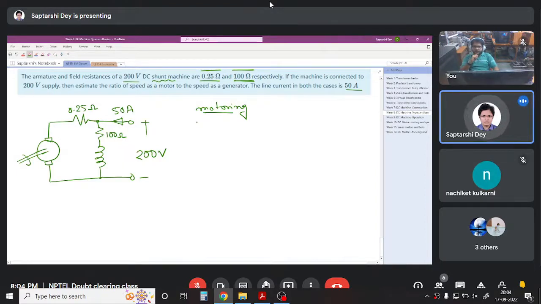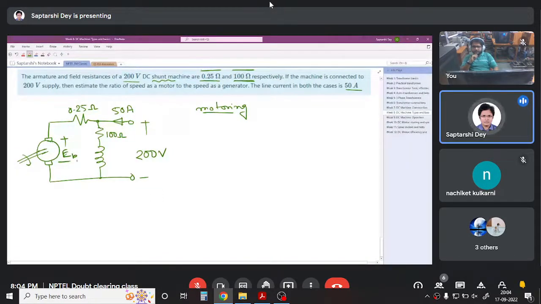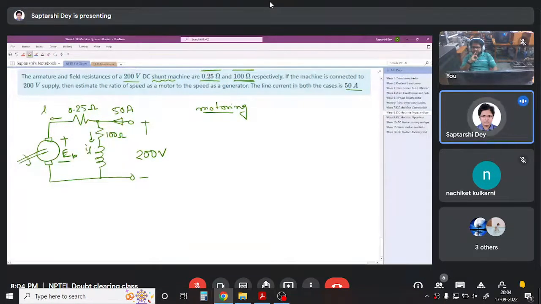So we have to find out the speed. How to find out the speed? I have to think a bit about it. If this is back EMF, then we have to find out the back EMF here. Okay. So can you give me some idea how to do this? So some current IF is flowing, some current IA is flowing.